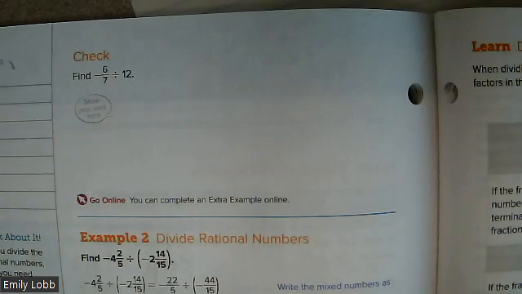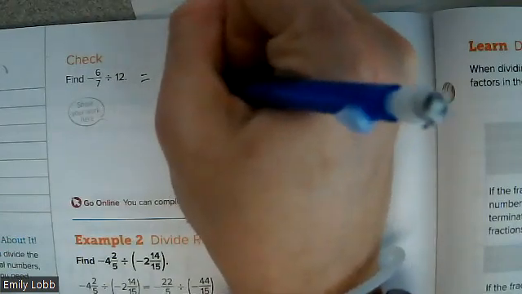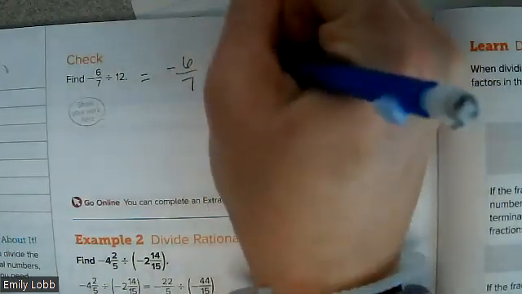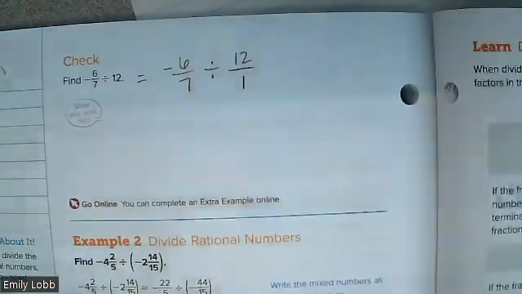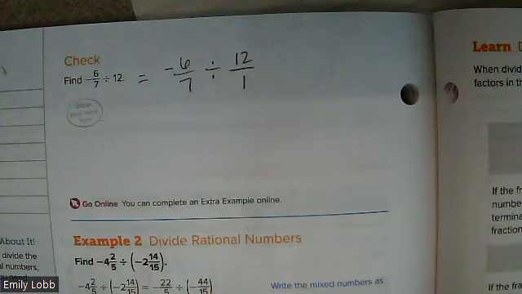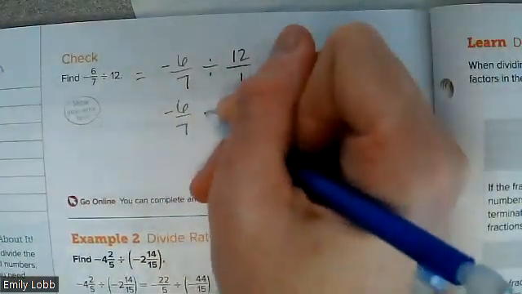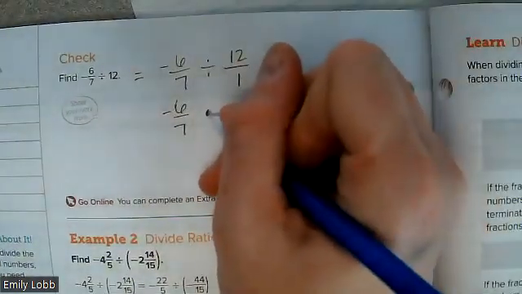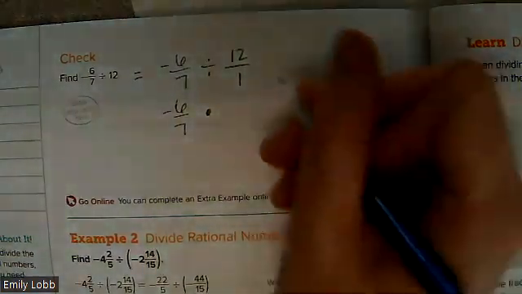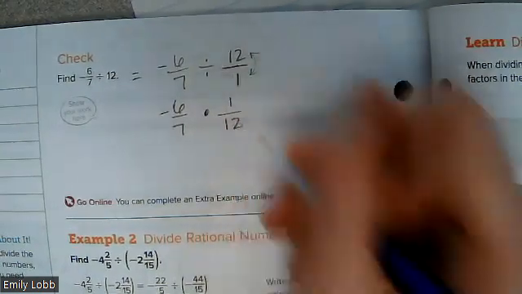First of all, how would I write 12 as a fraction? -6/7 divided by 12 over what? 1, right? That's how I would write 12 as a fraction. So then remember our first step is to rewrite the first, -6/7. Our second step is to change division to multiplication. And our third step is to flip this fraction. So the 1 goes to the top, the 12 goes to the bottom.